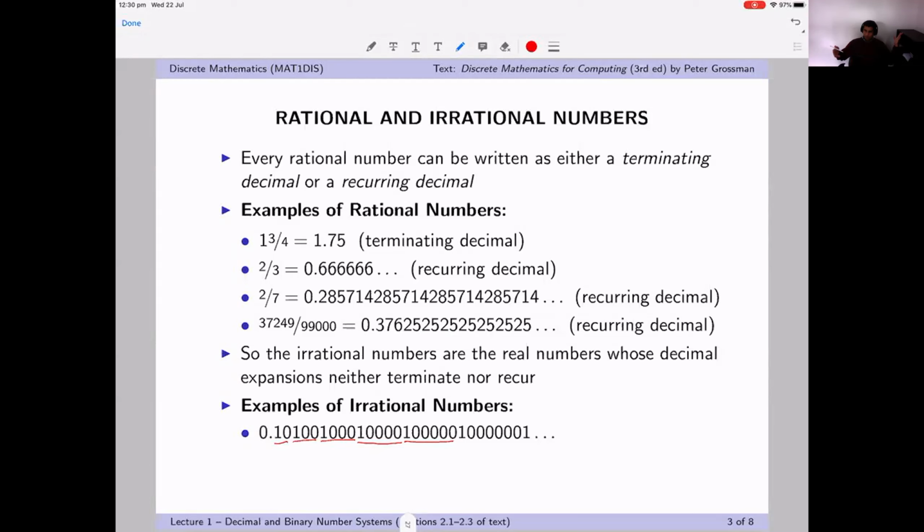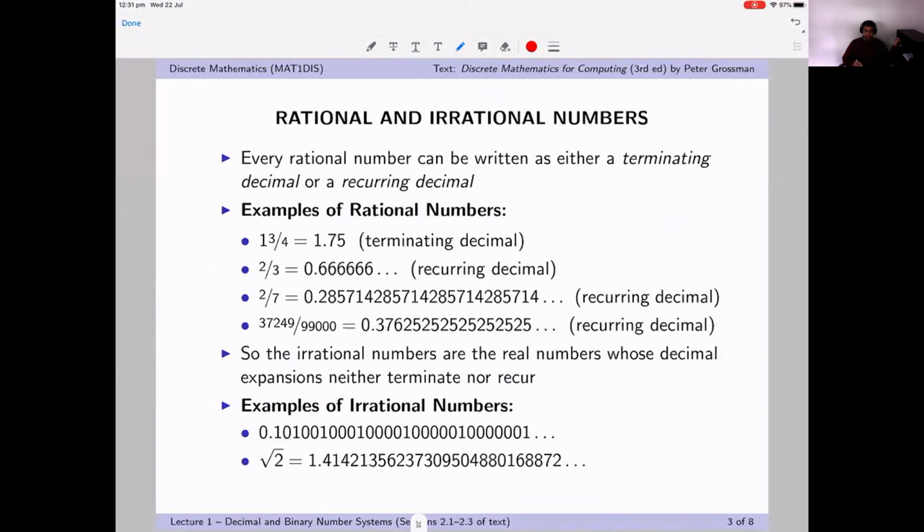Okay. There is a specific name for this kind of numbers. Those are actually called Liouville numbers. You don't really have to know. It's just out of curiosity. I'm telling you that these are the names of these numbers.